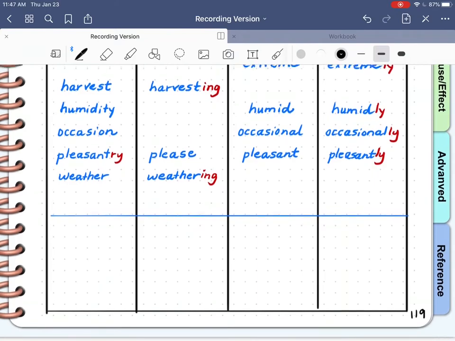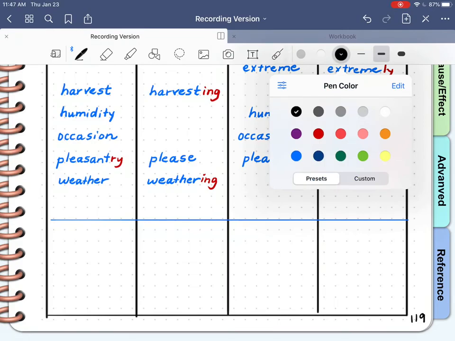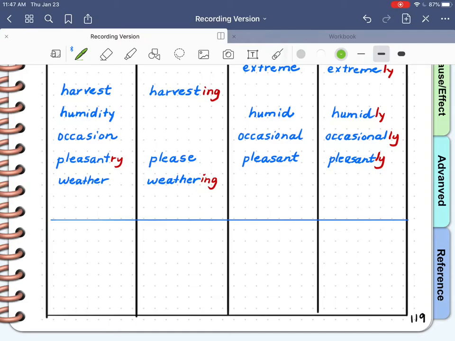So if you scroll on down to the bottom of your page, and I'm going to use, how about green this time? I'm trying to separate them. You don't have to use different colors. I'm just using them to separate out the sections of the stories.